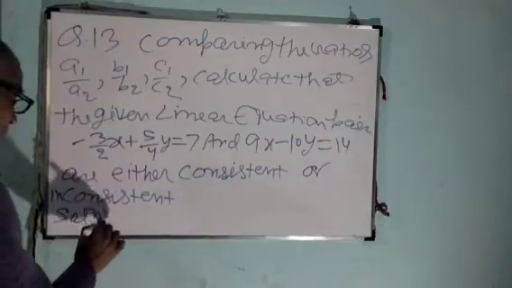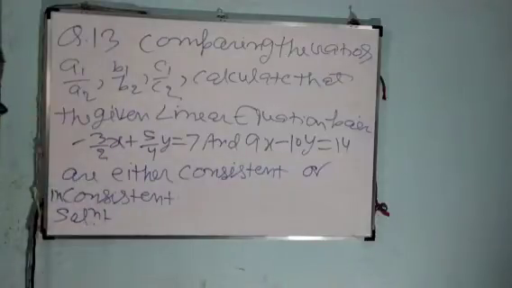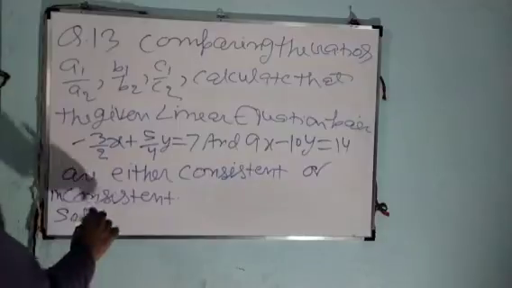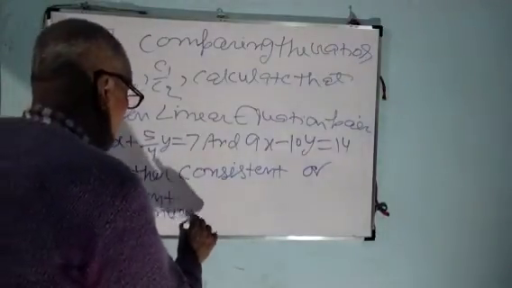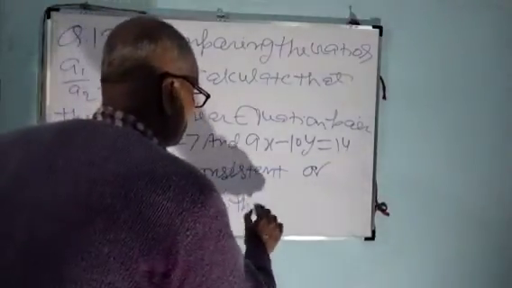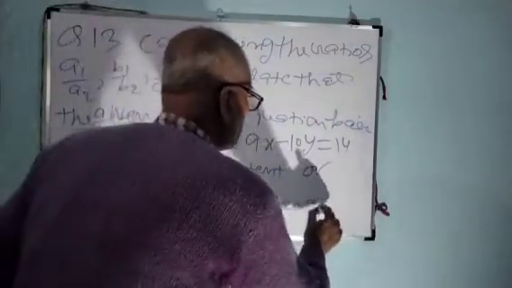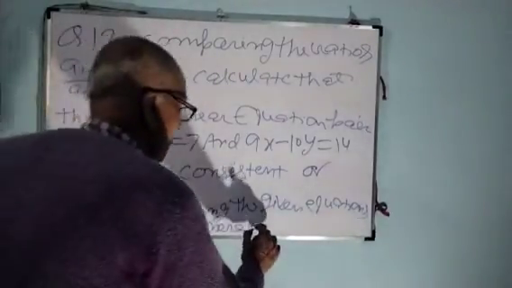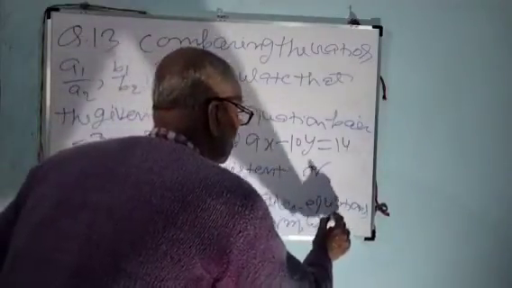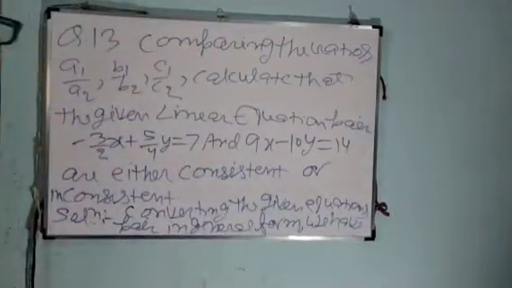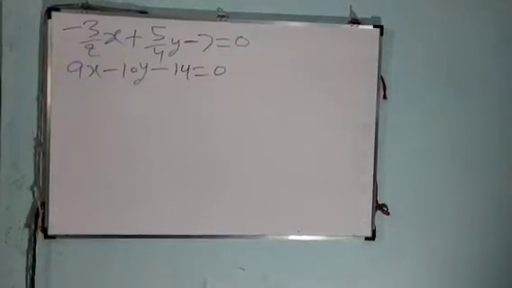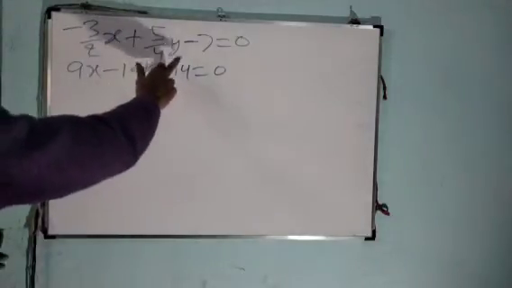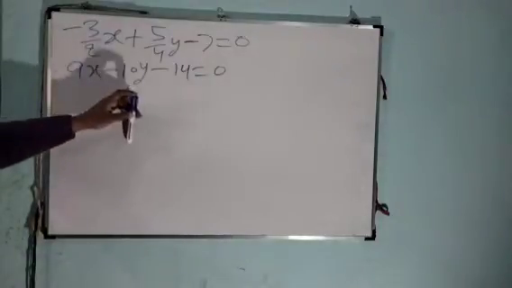Here we convert the given equations into general form. Solution. Converting the given equations pair in general form, we have, please note it in your notebook. Minus 3 by 2 x plus 5 by 4 y minus 7 equal to 0. Second equation, 9x minus 10y minus 14 equal to 0.